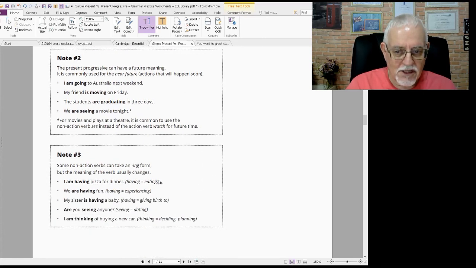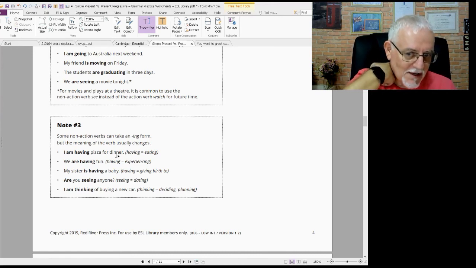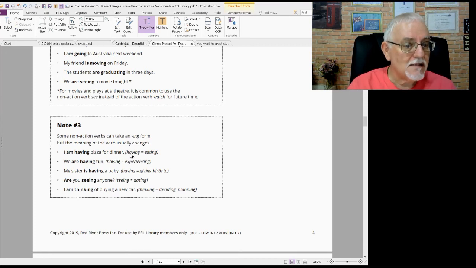And then the last one, some non-action verbs can take an ing form. These are the exceptions we talked about, but the meaning of the verb usually changes. So if you say, I am having pizza for dinner, remember we can't normally use have in the continuous form, but here we can. Why? Because having means eating. We are having fun. Having equals experiencing. My sister is having a baby. Having equals giving birth to.